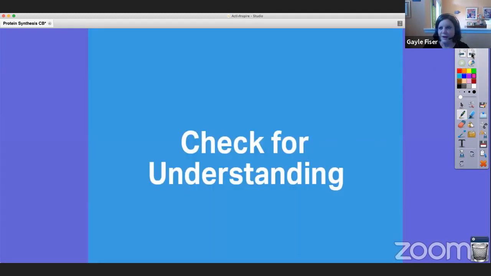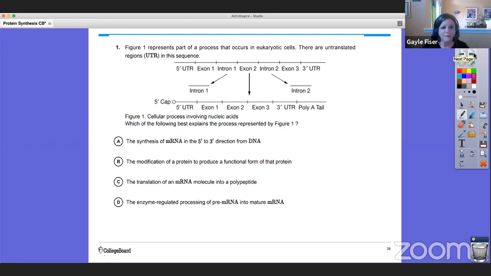All right, so check for understanding. Here's a question. Figure 1 represents part of the process that occurs in eukaryotic cells. There are untranslated regions, UTR, in this sequence. So here's what we're looking at. We have a 5' cap, we have a poly A tail, we have some exons, we have all the parts we need, and we can see that introns have been cut out of this strand of DNA, okay? All right, so which of the following best explains the process represented by figure 1?